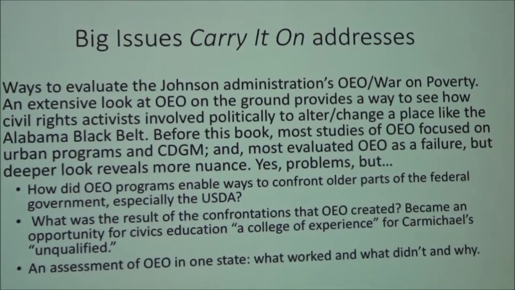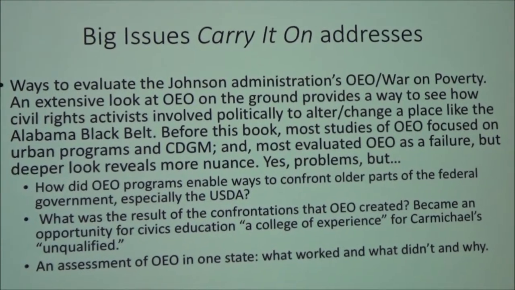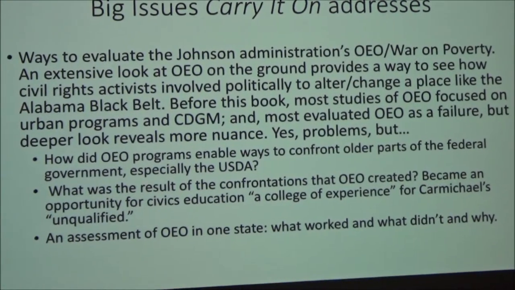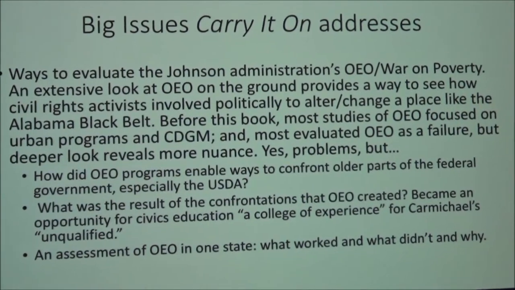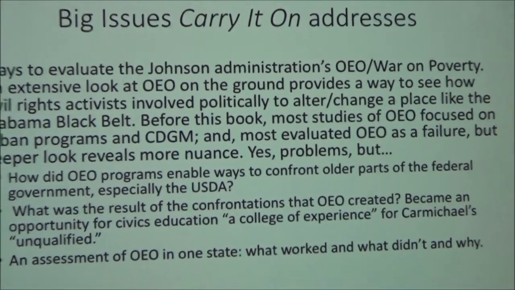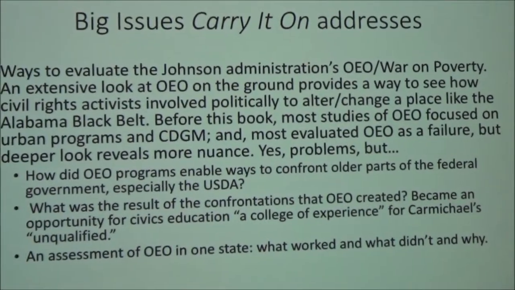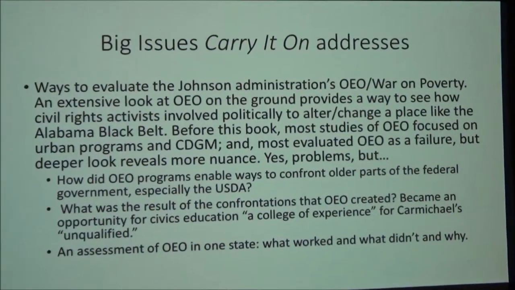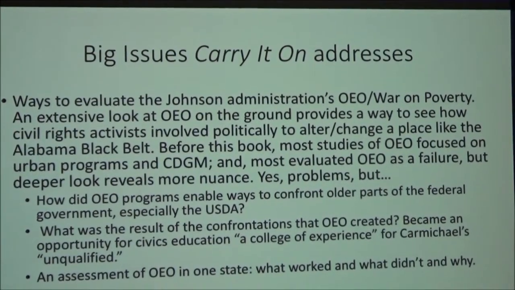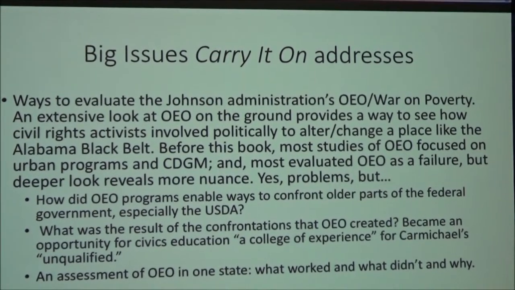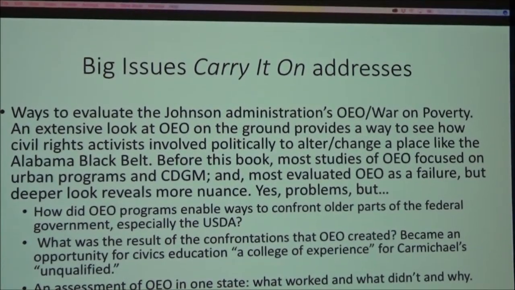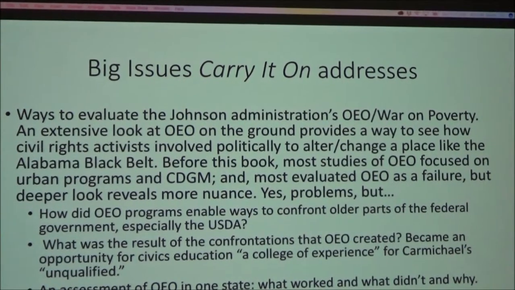The other big issues are just ways to evaluate the Johnson administration's Office of Economic Opportunity and the War on Poverty. An extensive look at OEO on the ground provides a way to see how civil rights activists evolve politically to alter and change a place like the Alabama Black Belt.